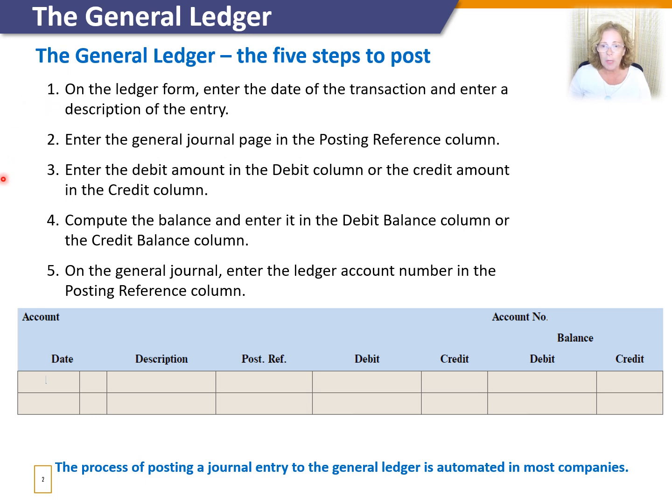On the ledger form, you enter the date of the transaction, and enter a description of the entry if necessary. You enter the general journal page in the posting reference column, enter the debit in the debit column or the credit in the credit column, and then you compute the balance and enter it into the debit balance column or the credit balance column. On the general journal, you enter the ledger account number in the posting reference column.